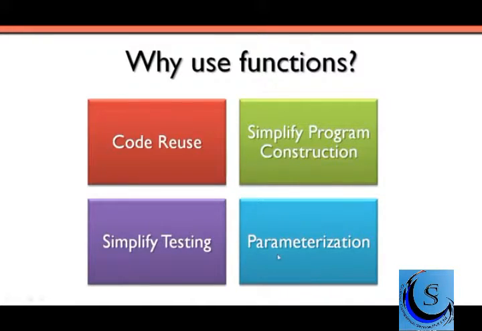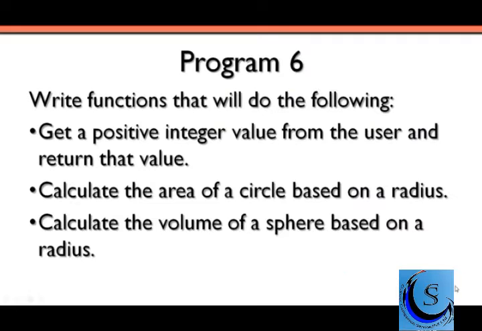The last thing I have listed here is parameterization, which ties in with code reuse as well. We hopefully write our functions in a generic way, and they are parameterized so that we can pass in different values. When we're talking about the volume of the rectangular prism function, we could pass in different values for the length, the width, and the depth, and still have that function calculate the appropriate value for those particular arguments that we supplied. So these are some of the main reasons why we use functions.